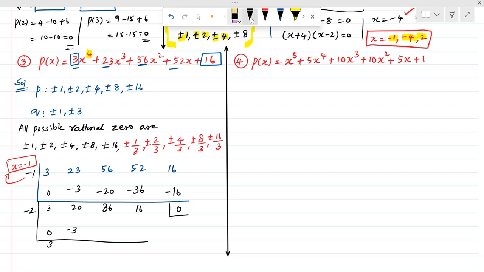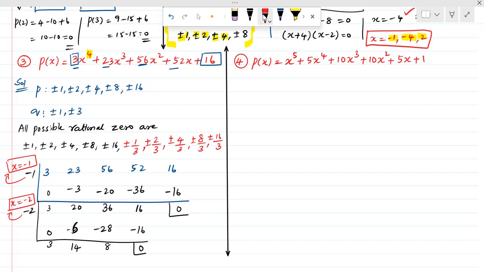When I multiply the minus 2 here, 3 times 2 is 6, minus 6. Add plus 14. When you multiply, you will get 28 with the negative sign. Here, if you add plus 8, multiply minus 16. Therefore, the last remainder is 0. So I will say x equal minus 2 is one of the zeros.